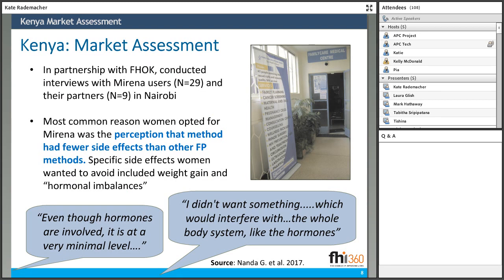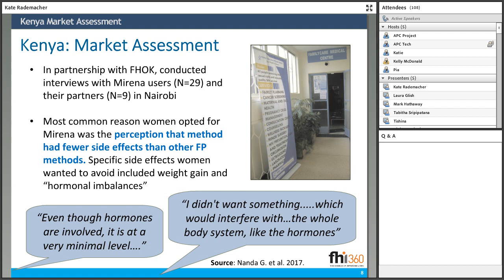In addition to this study, FHI 360, in partnership with the Family Health Society of Kenya, conducted a market assessment in Kenya, which included interviews with key opinion leaders and interviews with women who were early adopters of the Mirena in Nairobi. We conducted qualitative interviews with these women and their partners to determine why they chose the method and how they experienced it. The most common reason that women cited for choosing the Mirena was the perception that the method had fewer side effects than other family planning methods.